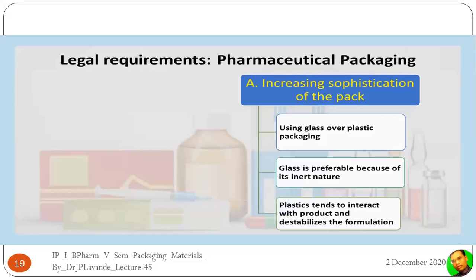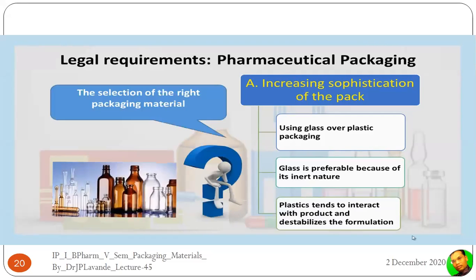Next, plastics tend to interact with the product, and they will destabilize the formulation, like leaking, or the passage of gases or air through the plastic material, which will reach the product. So because of this, the selection of the right packaging material becomes essential from the regulatory point of view.